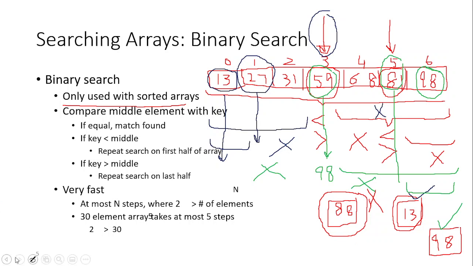You can read the text here. It basically attempts to explain what I just explained, and this search algorithm is very fast, as you would have noticed. For seven elements we needed three steps, kind of. Now seven is basically 2 raised to the power 3 minus 1.